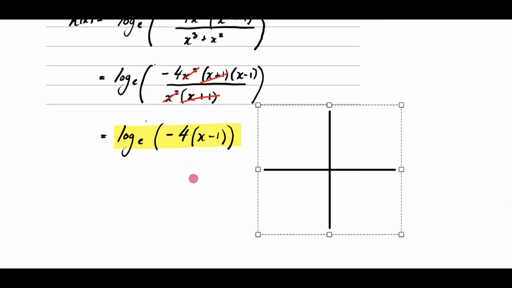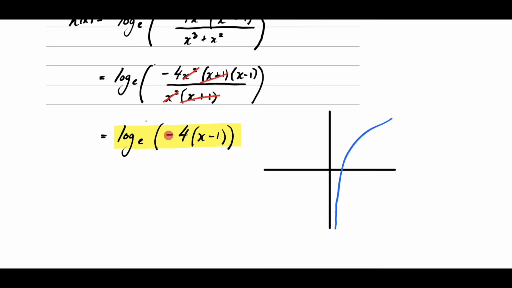So you might like to just remind yourself what a log graph looks like. It looks like this. This negative here means it's going to be reflected across the y-axis, so it's going to look like that. And then, because we have this -1 here, it means it's going to be shifted one to the right. So it's going to look like that. And remember, I have a vertical asymptote at x is equal to 1. That's how it works. So I'm going to have a vertical asymptote here.